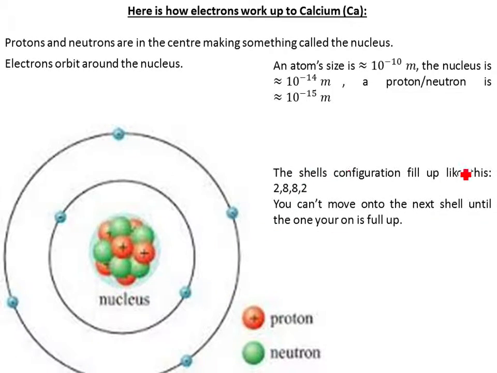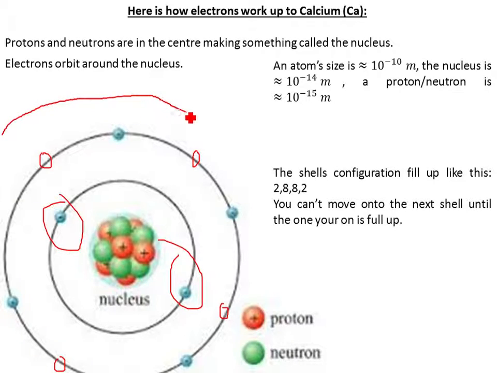But the shell configuration works like this. 2, 8, 8, 2, and you can't move to the next shell until the one you're on is full. So this first shell, this one, has 1, 2, so then you can move to the next shell. So then this one's halfway through, so it would get another 4 to make 8 on it, and then you would move on to the next shell.